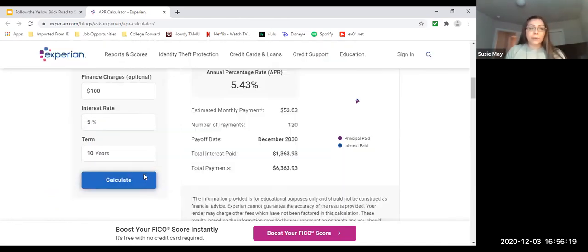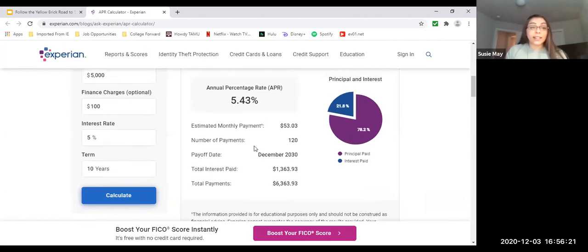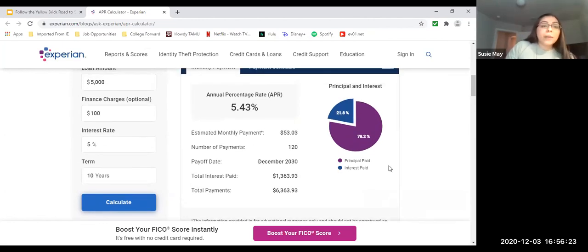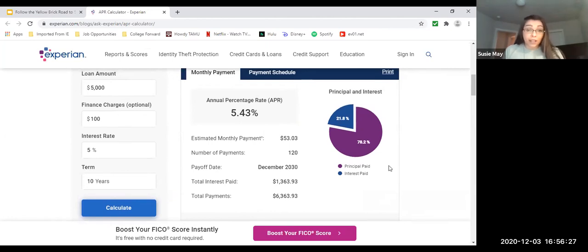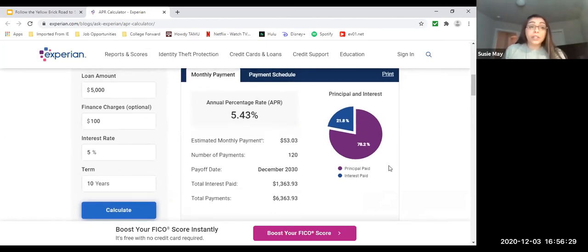Okay, let's see what my APR is going to look like. All right. So my APR is actually going to be 5.43%. Now, my original interest rate is 5%. So my interest rate is 5% of taking out that loan, but my APR is going to be a little bit more because that's the cost of the whole entire loan. That's the cost of how much it takes to take out the whole thing.